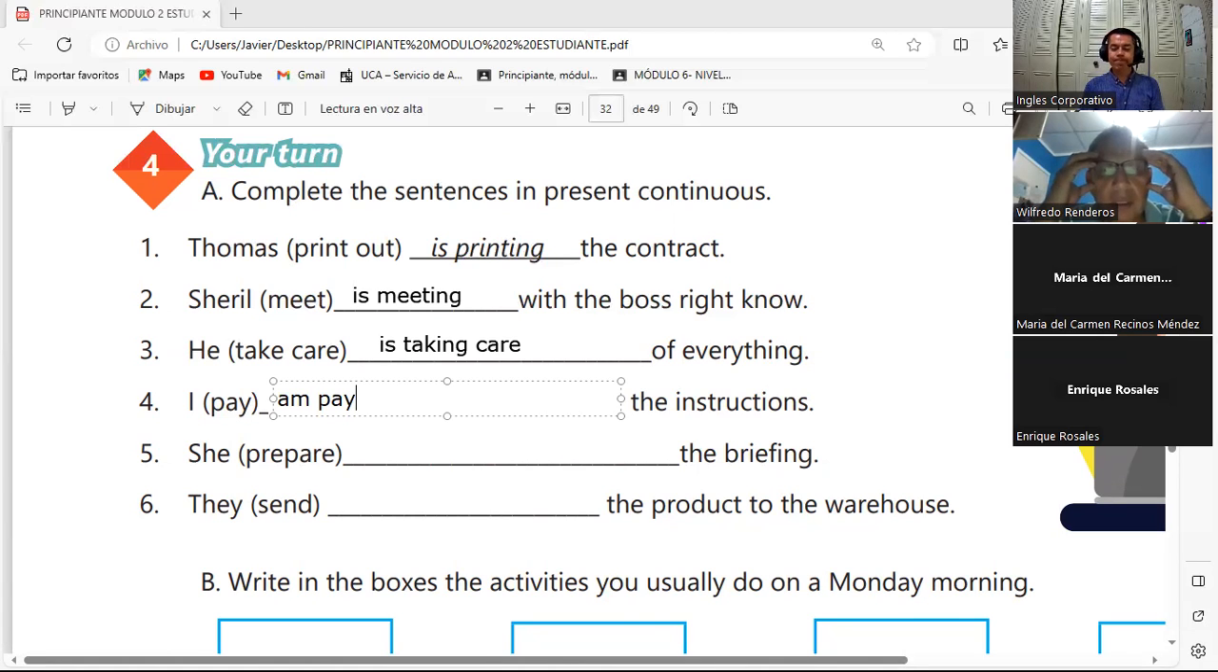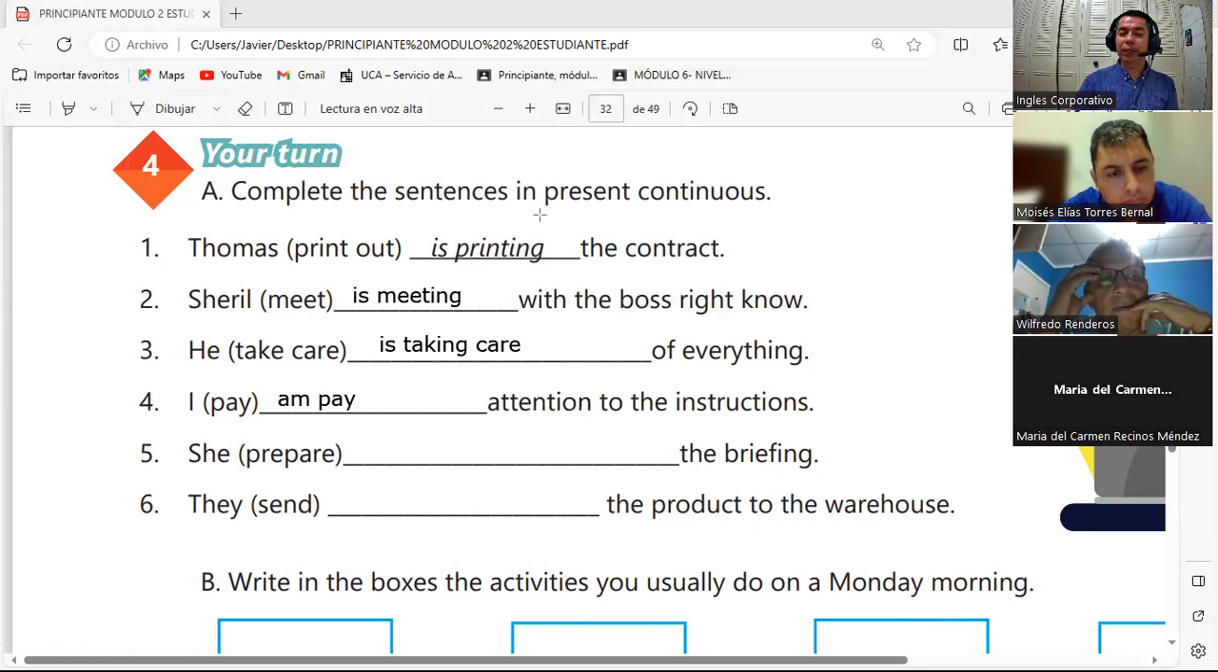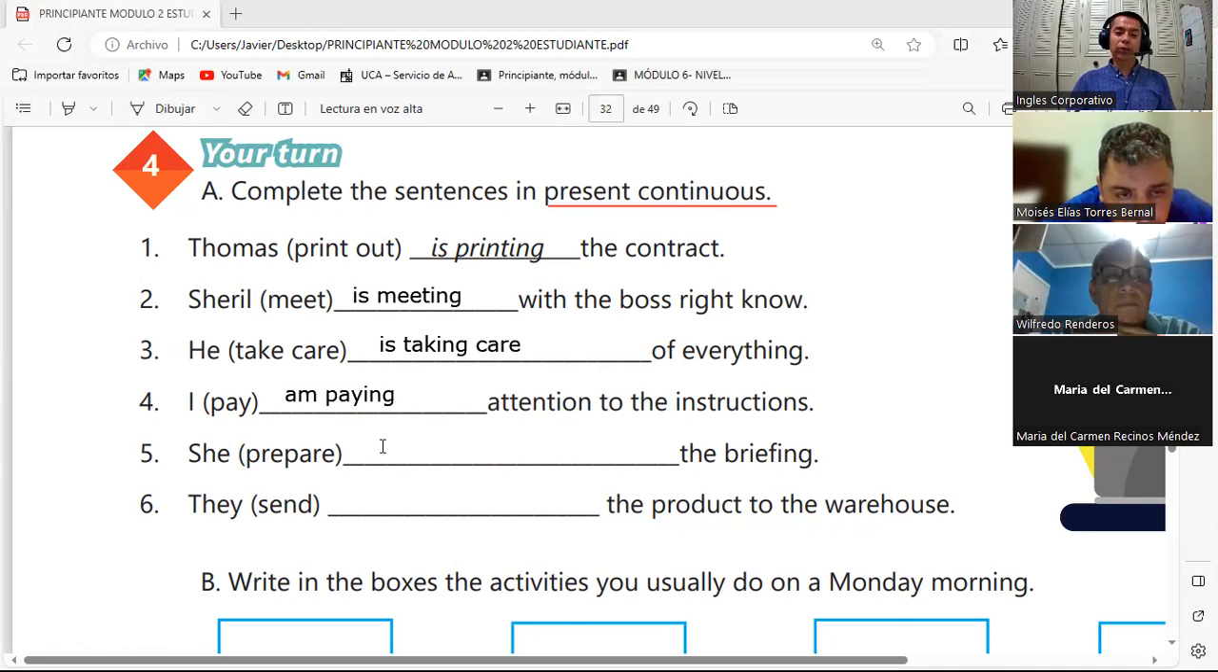Class, what do you think? Opinions? No, teacher. No. All right. Wilfredo, pay attention to this. Never use the verb to be in the simple present. So you say only I pay. But in this case, I will give you the clue. Pero aquí, sin embargo, le voy a dar una clave. Present continuous, dice. Quiere decir que todas las oraciones las vamos a hacer con el presente continuo. So I am paying, right? Very good. Attention to instruction. Thank you very much.